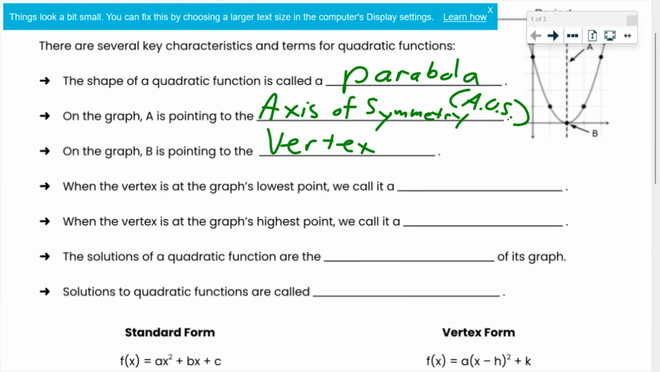And what we are going to find when we start going over a lot of these application problems is that in most cases the vertex is the answer. Not always, but in most cases the vertex is going to be the answer to the problem. When the vertex is the graph's lowest point, we call it a minimum. And when the vertex is the graph's highest point, we call it a maximum.